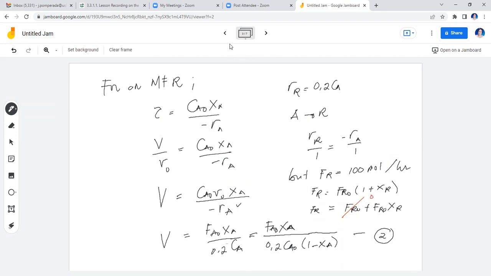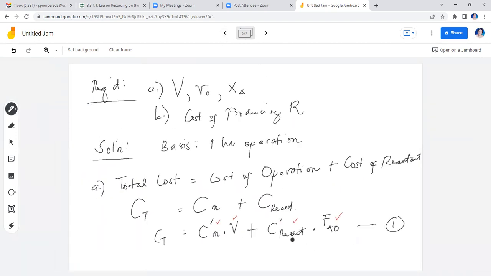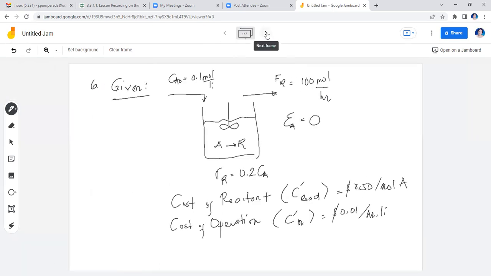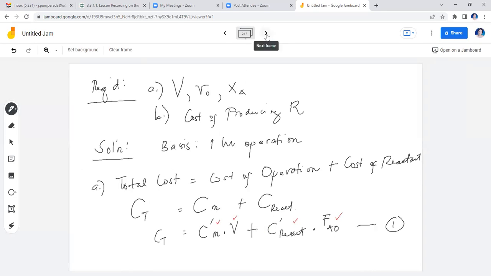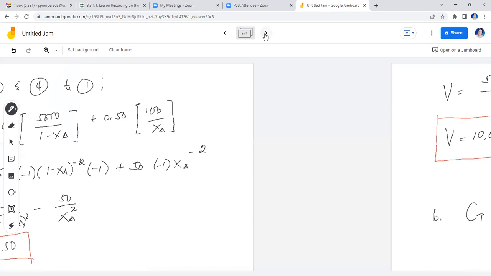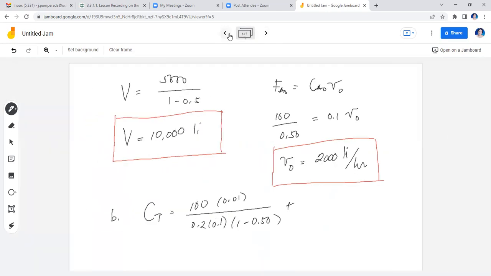this is equation 2. So I'll go back to equation 1. This one, C prime of the reactant is 0.5 multiplied to FAO, which is 100 over 0.5 as well, 100 over XA, which is 0.5. So your total cost is 200 per hour. This is the total cost of producing R.